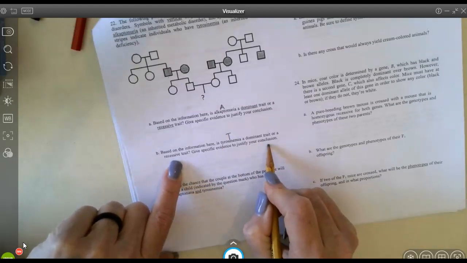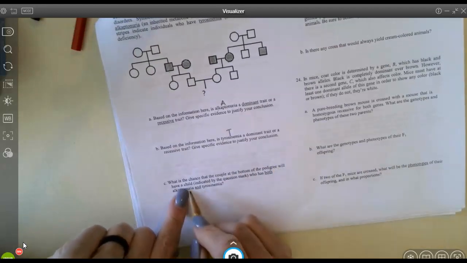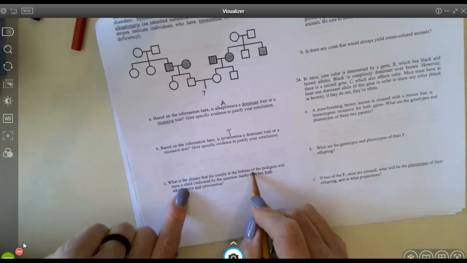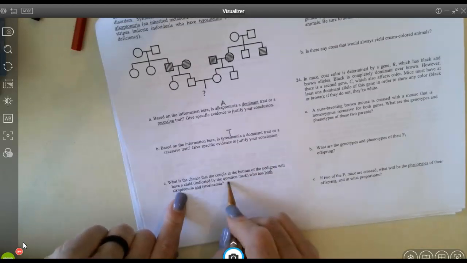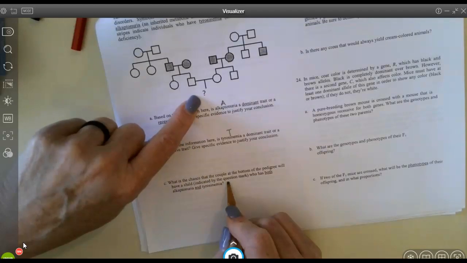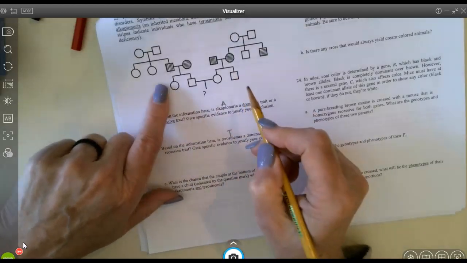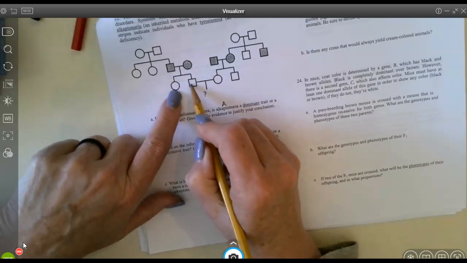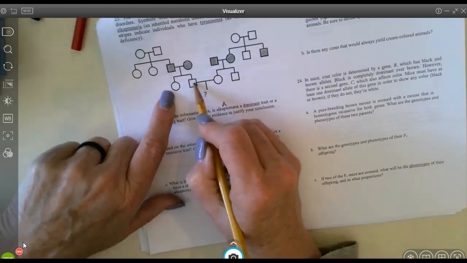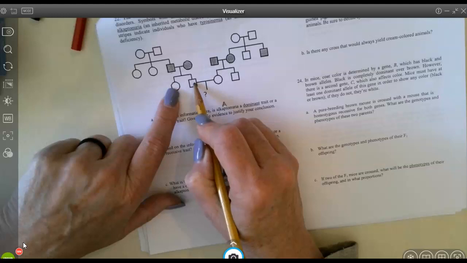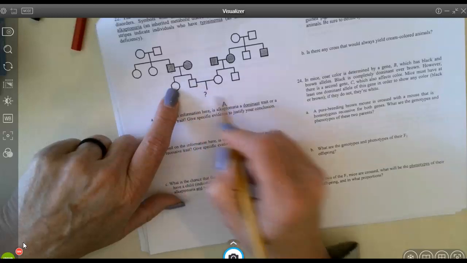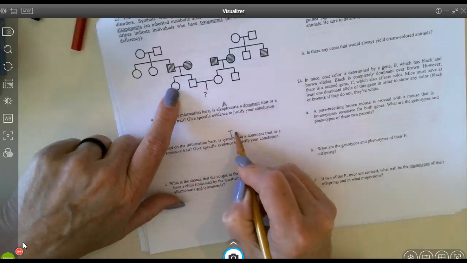Again, give evidence. And what's the chance that the couple at the bottom of the pedigree will have a child, indicated by the question mark, who has both? And so you're going to come through here and you're going to have to recognize what these individuals are. And you're going to have to write that with both A's and T's.